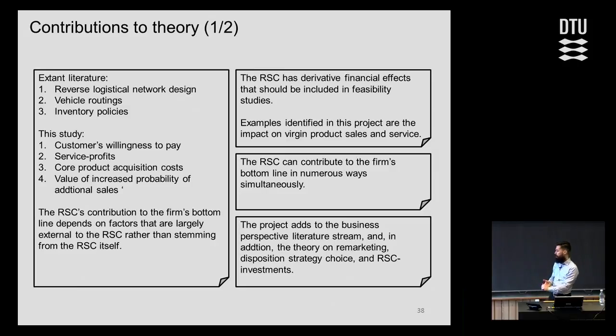The second box over there is that the reverse supply chain has a number of derivative effects. When a company takes back a product and then recovers that product and resells it again, then the direct costs are the cost of acquiring the product and all the processes, and the direct income is what the firm receives as a sales price from selling that product. But that's not the whole story. What this project also shows us is that there are a number of derivative financial effects. And that includes some of these over here: increased probability of sales, service profits, and so on.